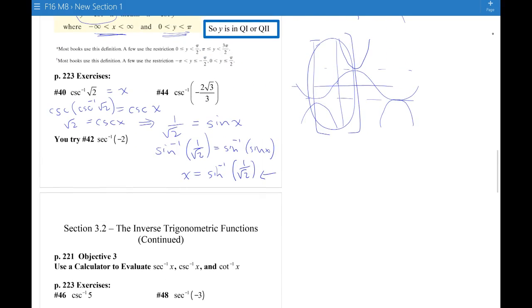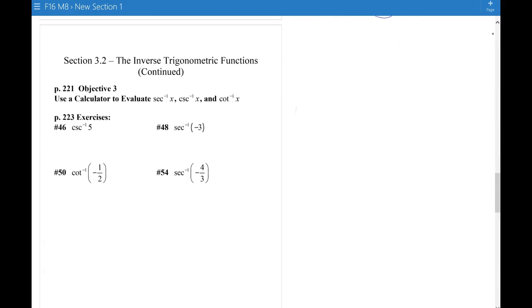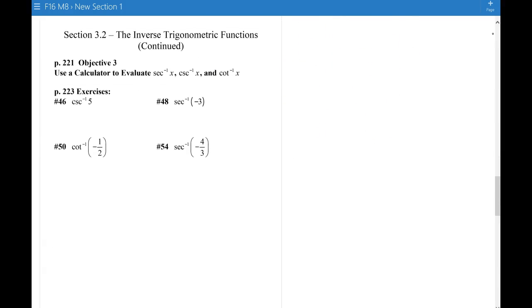Okay, so these ones are the few special angle questions, because if I multiply by root 2 over root 2, this is sine inverse of root 2 over 2. So I'm saying what angle in quadrant 1 or 4 has a sine of root 2 over 2? Well, that's the angle pi over 4. Okay, so to use a calculator, you have to do the process I just showed you.